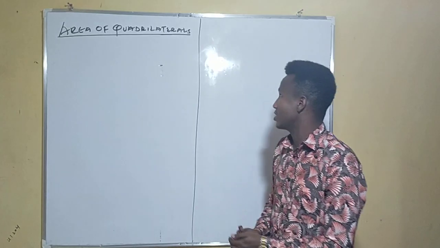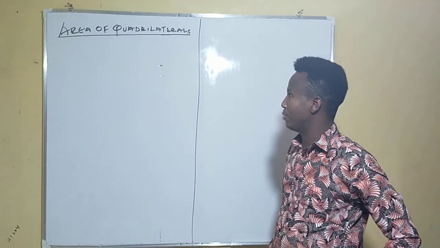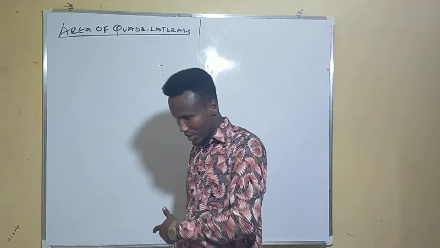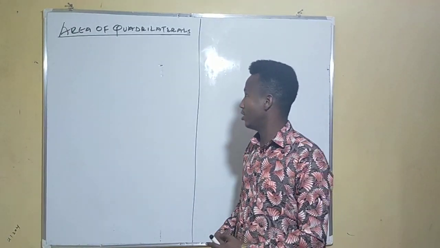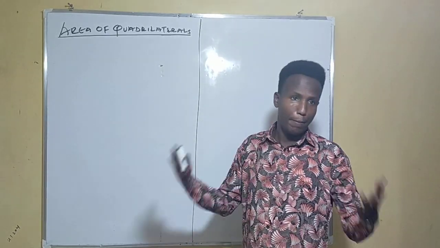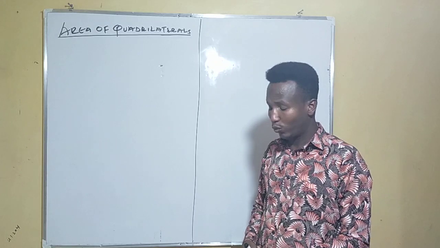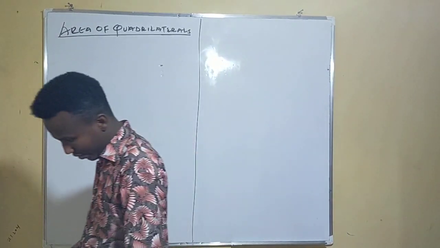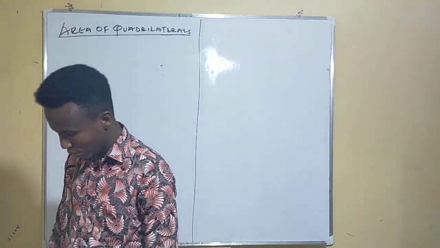Today on board we are going to discuss area of quadrilaterals in Form 2 mathematics. In this video we will solve problems related to trapezium, parallelogram, kite. Make sure you go with me step by step. We'll also see rhombus.